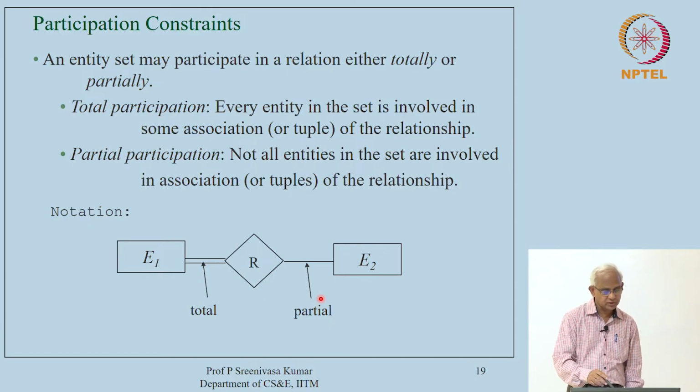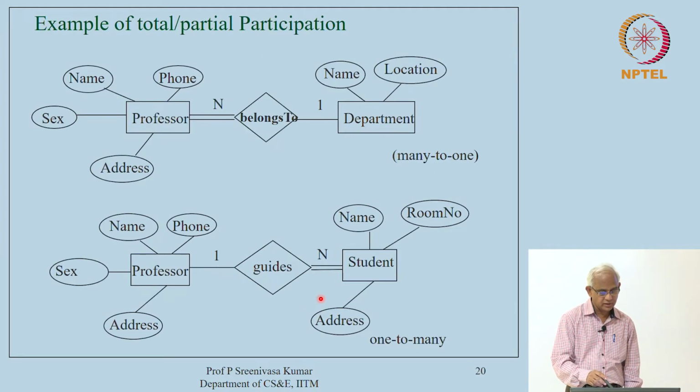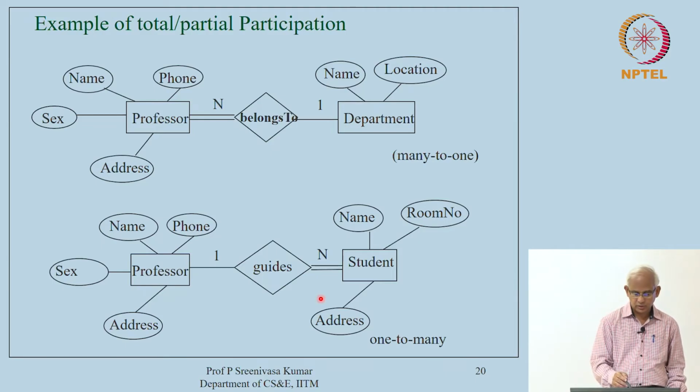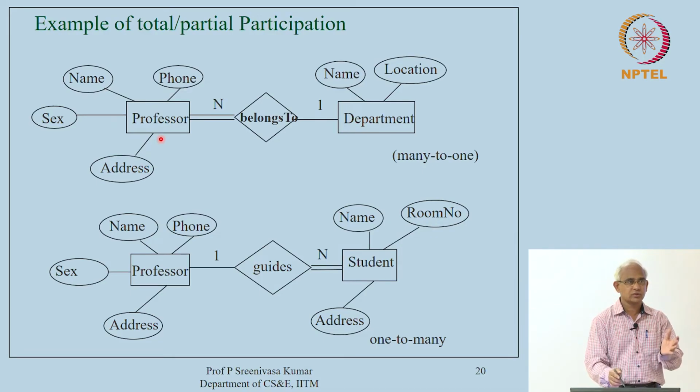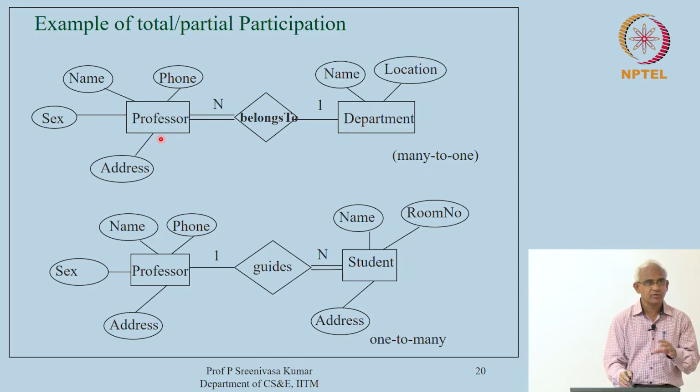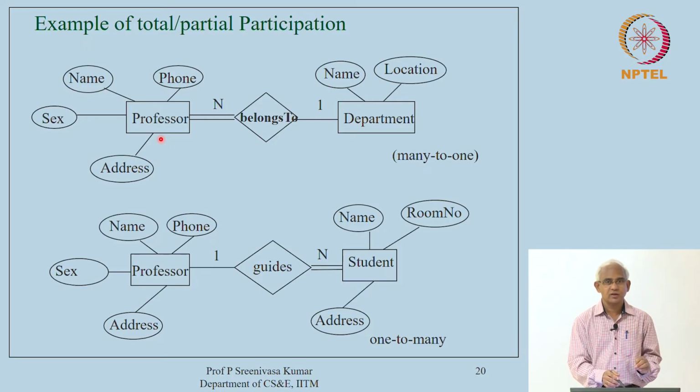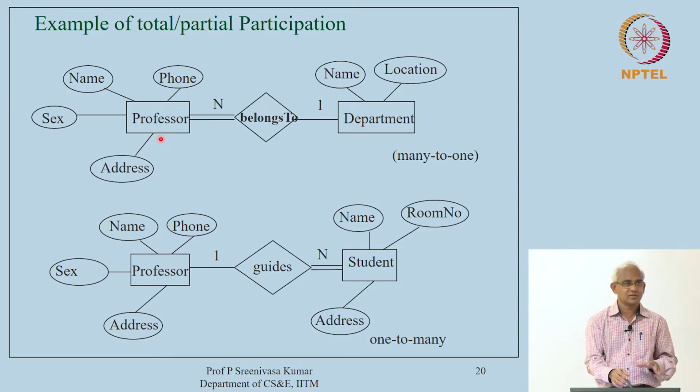We can revisit some of the earlier examples and then see exactly how. So, for example, if you take this belongs to association between professor and department, we earlier said that there should not be any freestanding professors who are not associated with any department. So, in our institute we have a policy that every professor must administratively belong to some department. This is not a universal policy, but this is a policy of a particular institute.